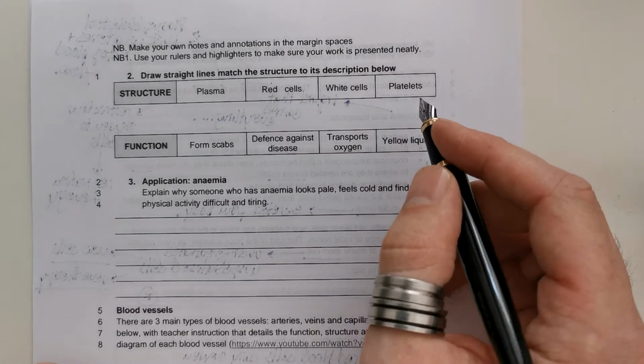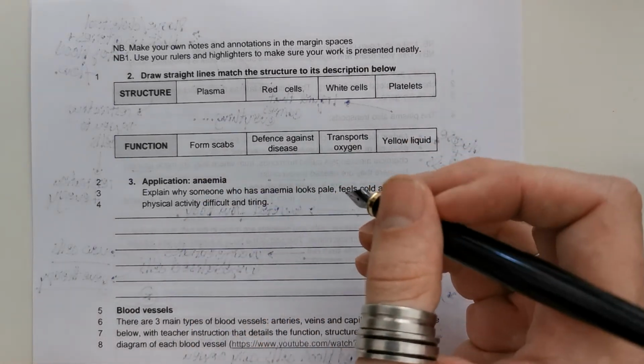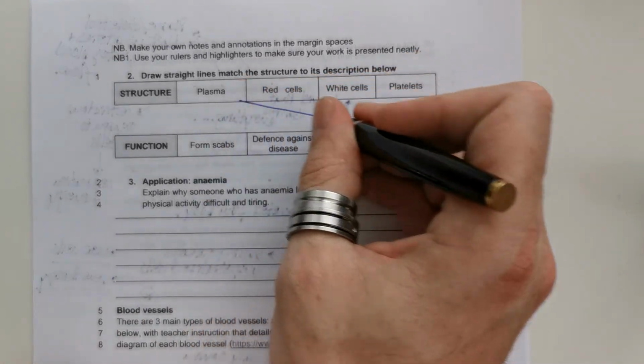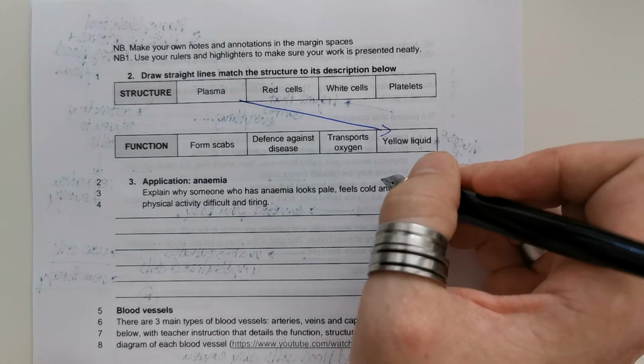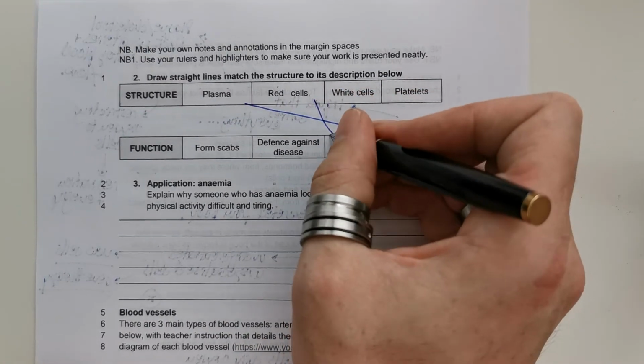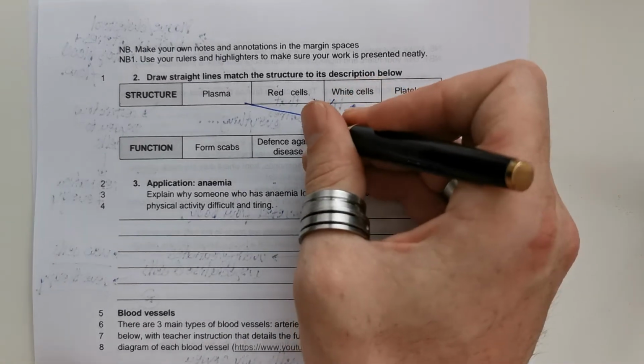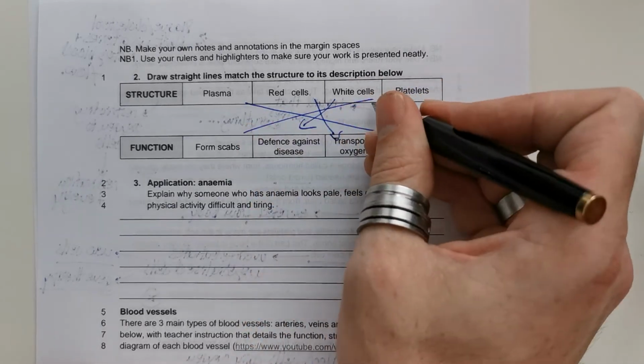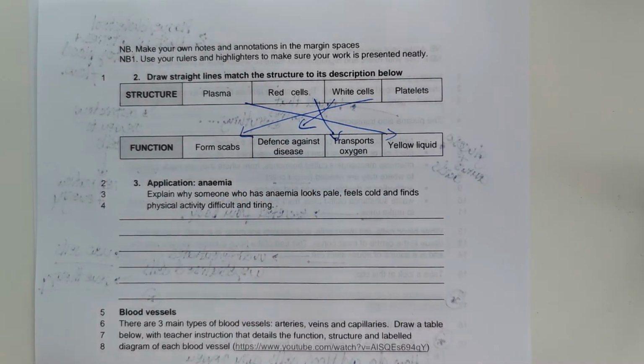Some of the structures of the blood and their functions. So plasma, yellow liquid for transportation. Red blood cells transport oxygen. White blood cells, defense against disease. And platelets, blood clots and forming scabs.